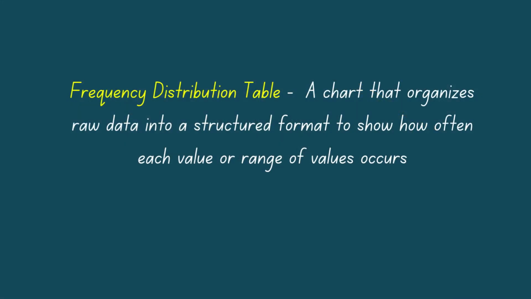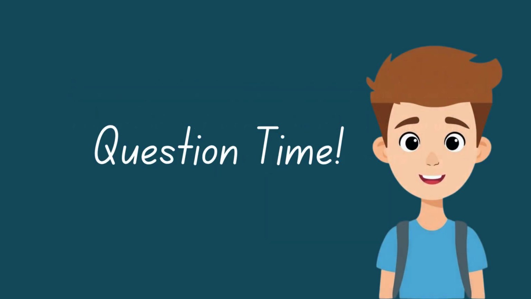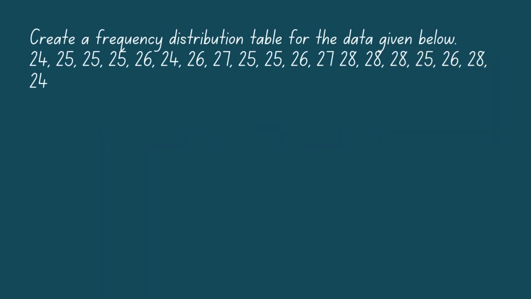This is a chart that organizes your raw data into a structured format to show how often each value or range of values occurs. Simply, it's just a table that shows the frequency against each of your x values. Let's do a question and see. We have the question here. Create a frequency distribution table for the data given below. And we have all these numbers.